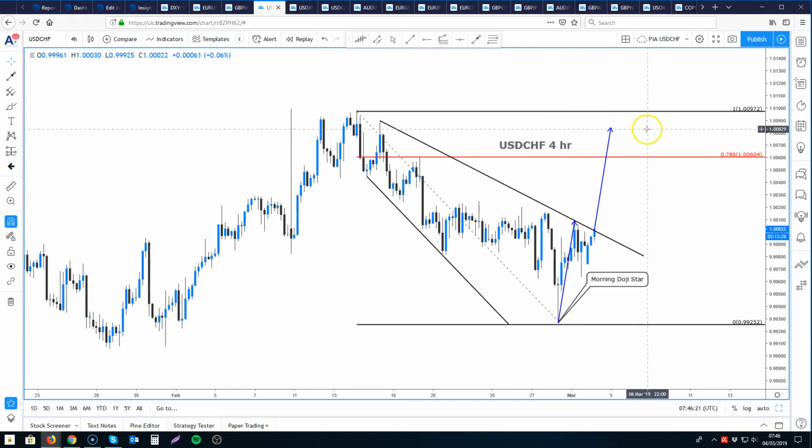The actual measured move for the head and shoulders, so this would be the left shoulder, this would be the head, right shoulder. Morning doji star as well at the base is here, which is 100.84. Now, the expanding wedge measured move target is here, which is 100.89. So it looks like we're just trying to break the neckline as we speak for this head and shoulders formation. So really looking to buy dips in dollar Swiss, at least for a corrective move to the upside.